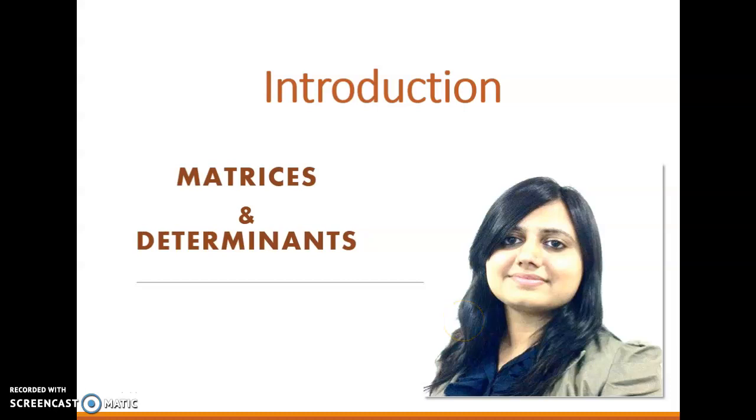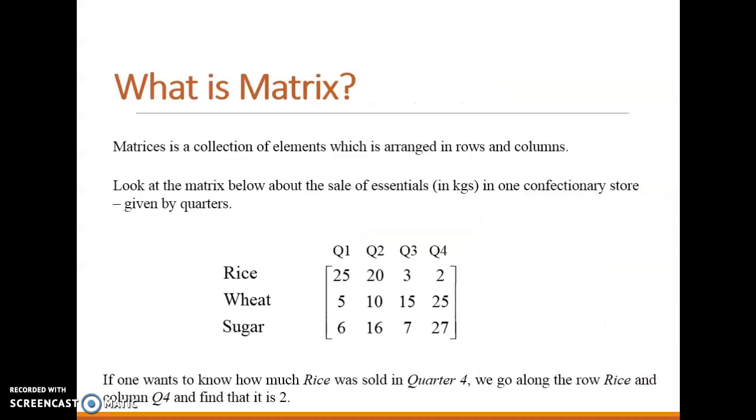I am Mohini Yadav, and in this video series I'll be talking about matrices and determinants. There will be different parts in this video series, and in this part 1 I'll be talking about what are matrices and what are the different types of matrices. So first, what is a matrix? A matrix is a collection of elements which is arranged in rows and columns.